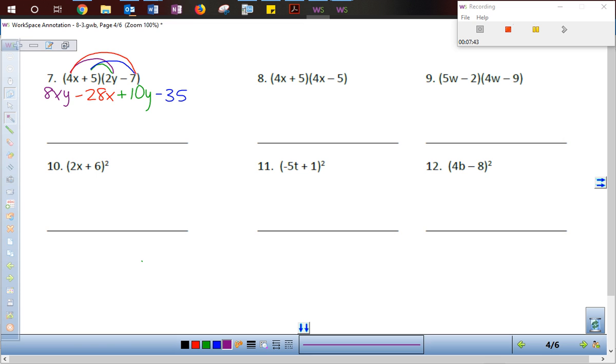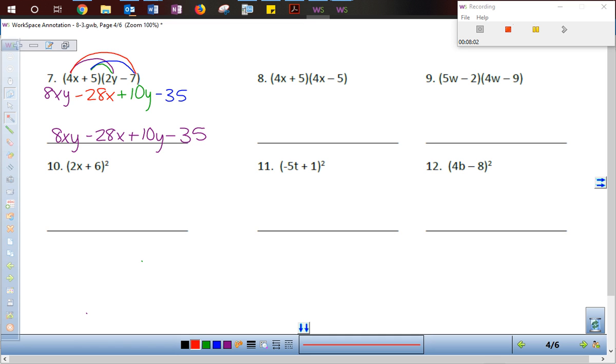Now to combine like terms. This is the only term with an xy, so it's going to come down. Negative 28x can't combine with my 10y because they're different variables, so they can both just come down. And then finally I'm going to bring down my constant of negative 35. As you'll notice on this problem, we didn't have any terms that could combine, and that's okay. Sometimes that's going to happen.